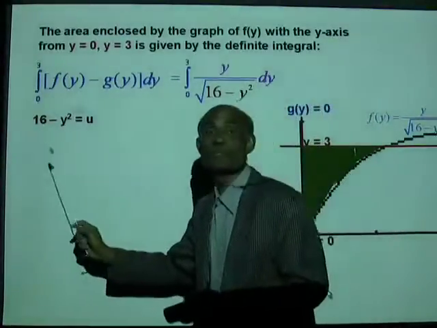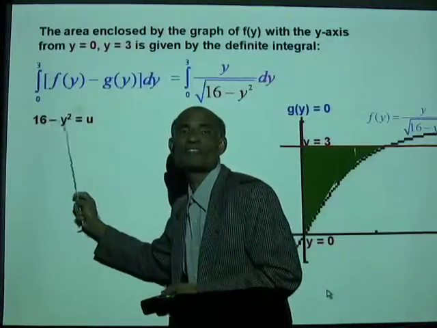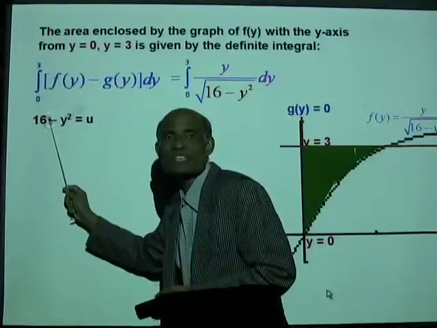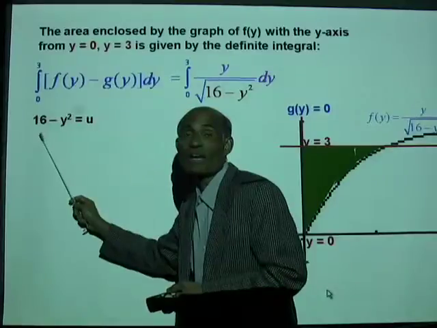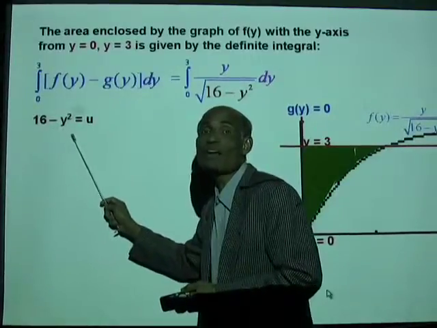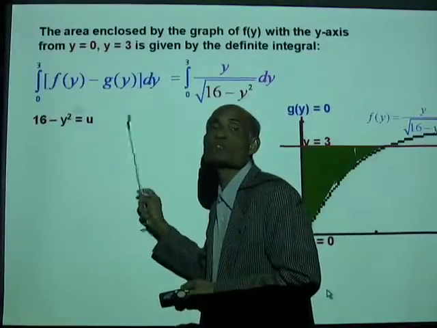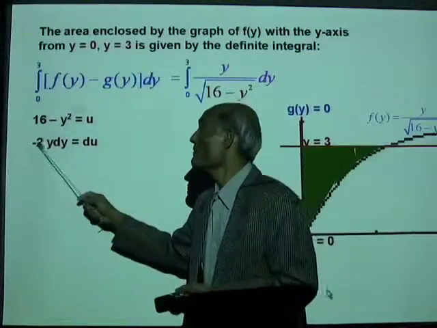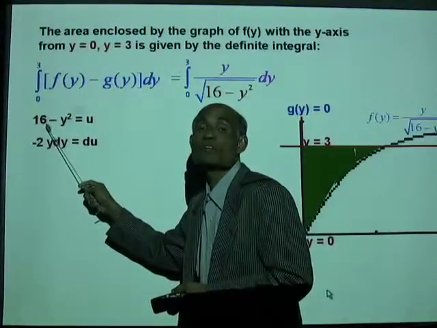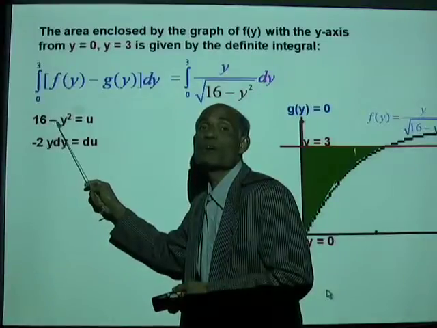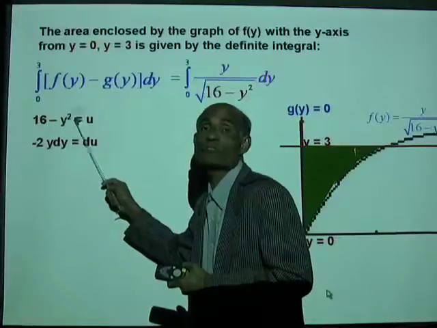Well, all we need to do is find the differential of both sides of the equation. Differential of 16 is 0. The differential of minus y squared is minus 2y dy. Remember that one? Equal to differential of u is du. So minus 2y dy equal to du. Now, if you forgot this, you need to go back and polish the skill of substitution.